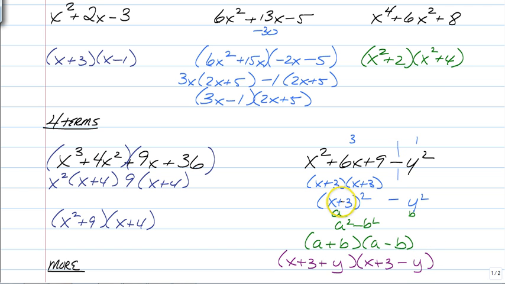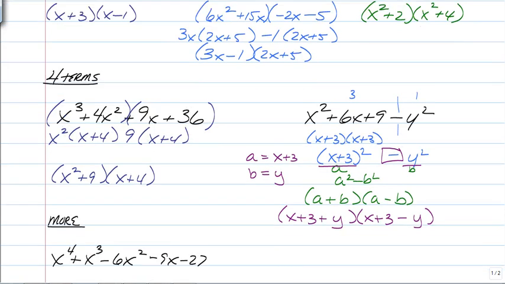Okay, so that's just a little shortcut for this if it helps you. We would just assign a as your x plus 3, and we would assign b as our y. We don't assign a negative y because the minus is kind of in between our two different terms. Okay, so that's a way you can do a 3 by 1.